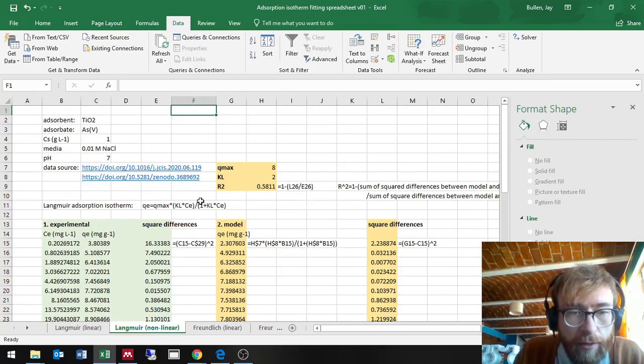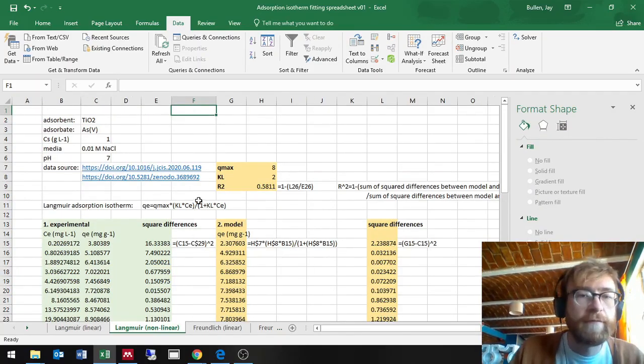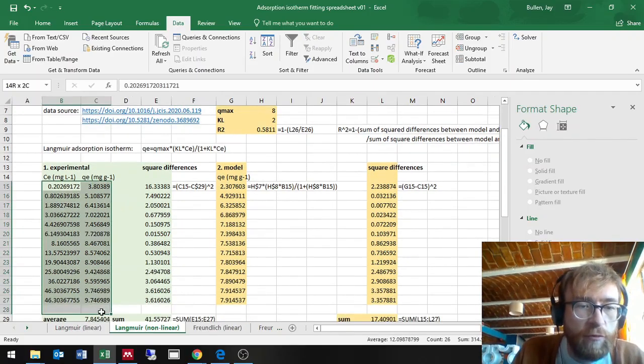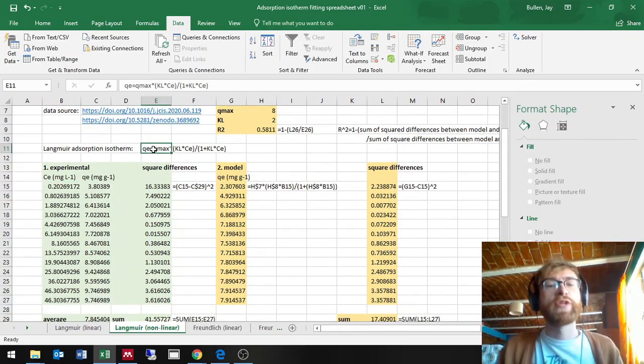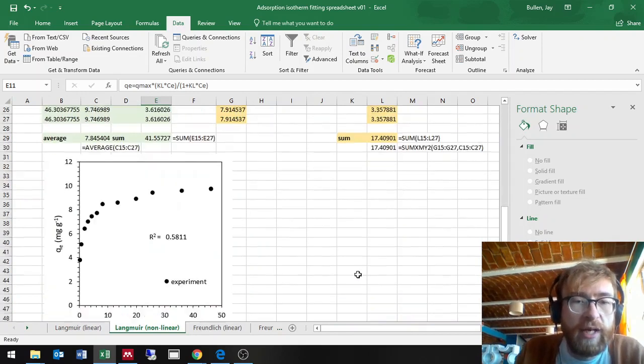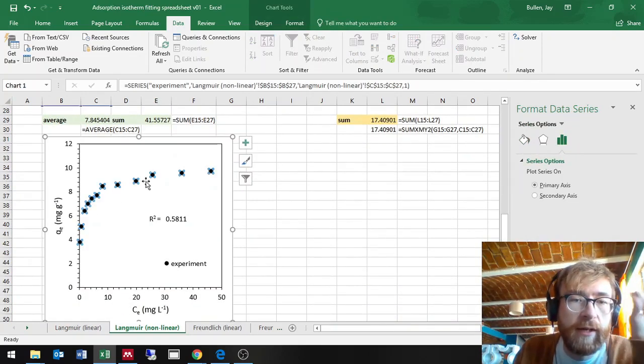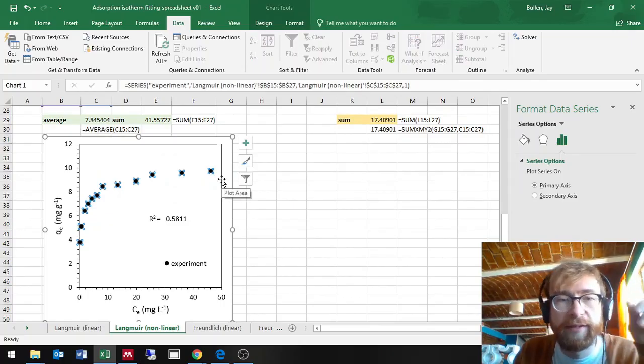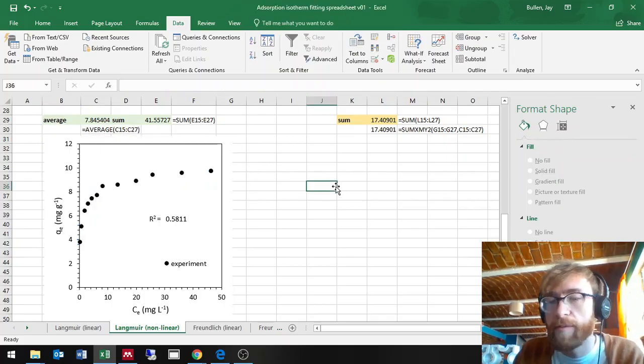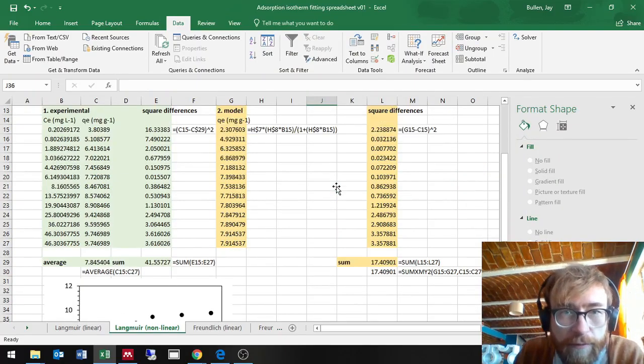So in the Langmuir nonlinear fitting, we have the same raw data, we have the same adsorption isotherm equation, but we're instead going to fit our model directly to this graph here, in this form here. So we're not going to linearize the equation. And it's a little bit harder because we're going to have to use Microsoft Excel's data solver function.